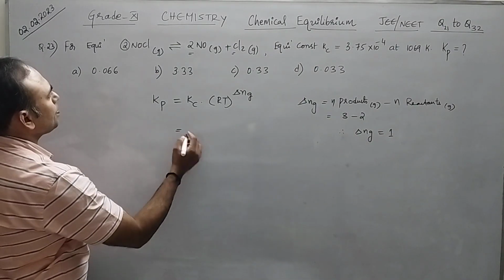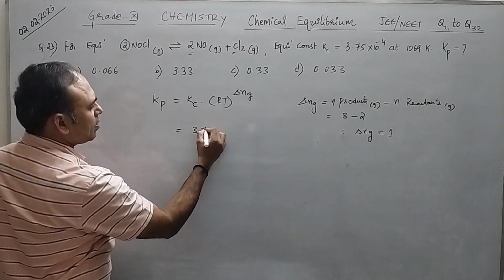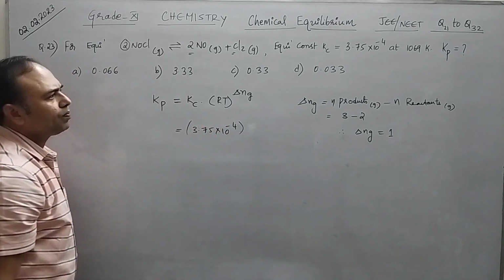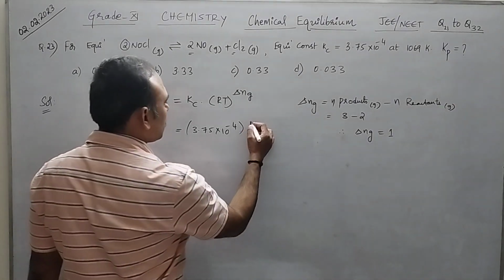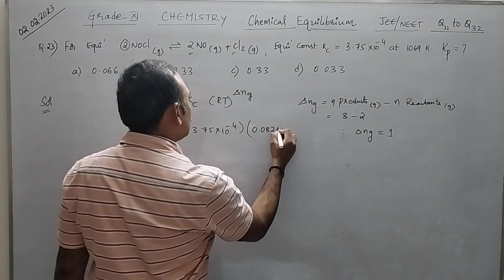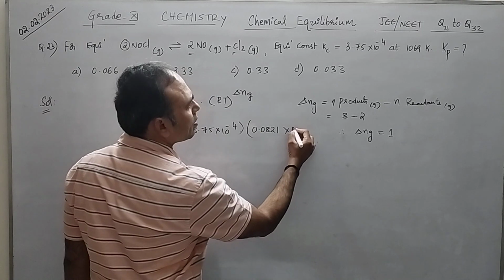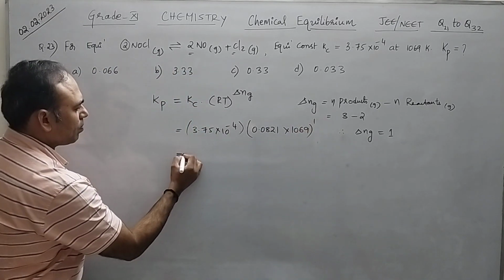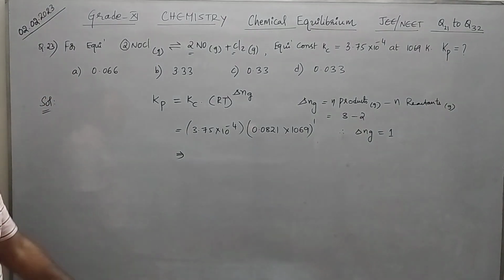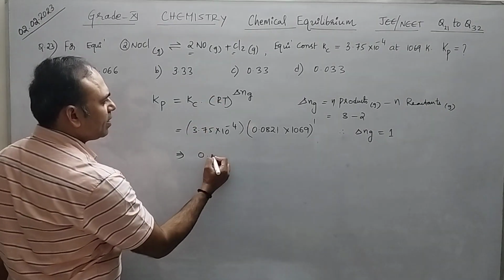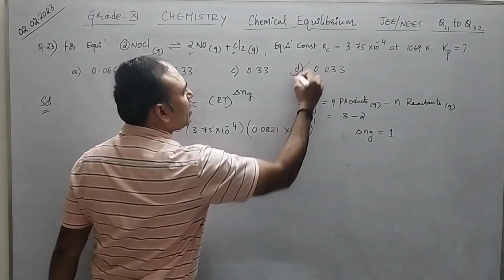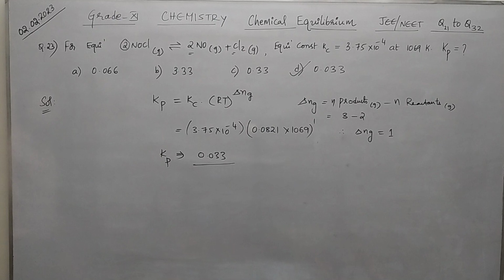Now substitute the values here. What is Kc? 3.75 into 10 to the power of minus 4. Now into, R you know, 0.0821 into the temperature, 1069, to the power of 1. So upon calculation, I already calculated, so I will get an answer 0.033, so Kp. So this will be your answer. Copy the solution and let's move to question number 24.